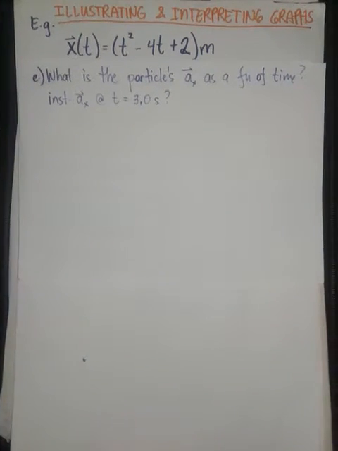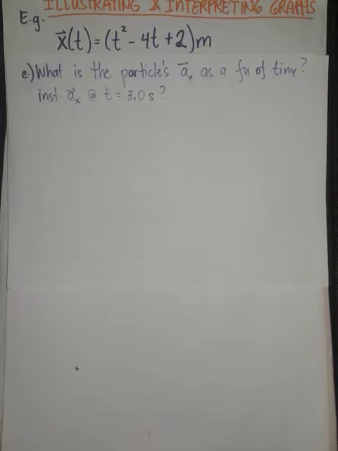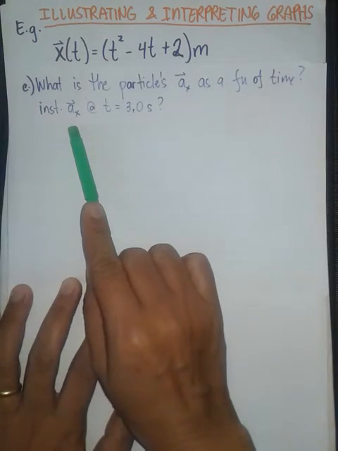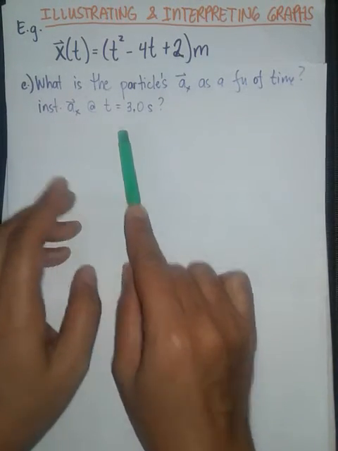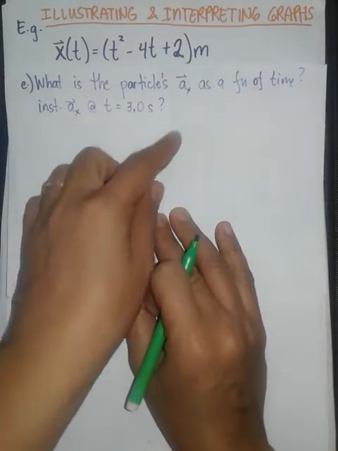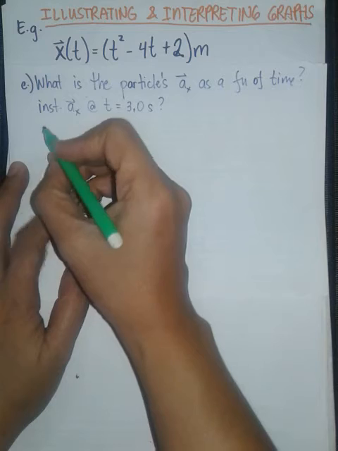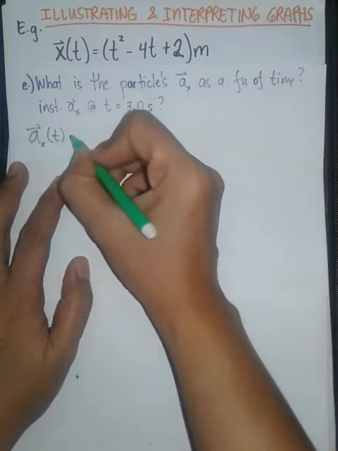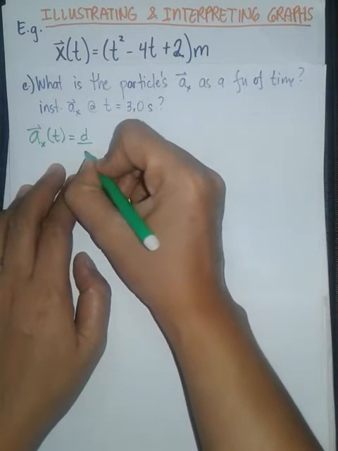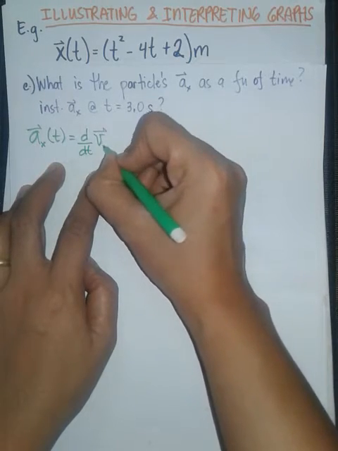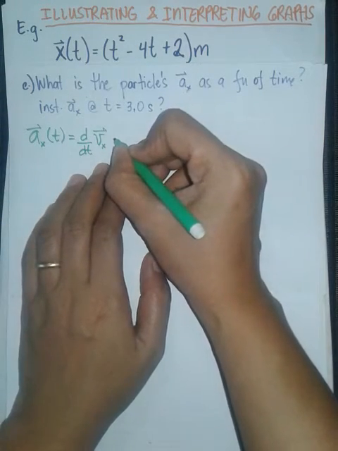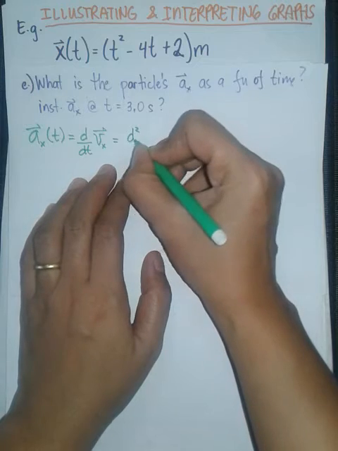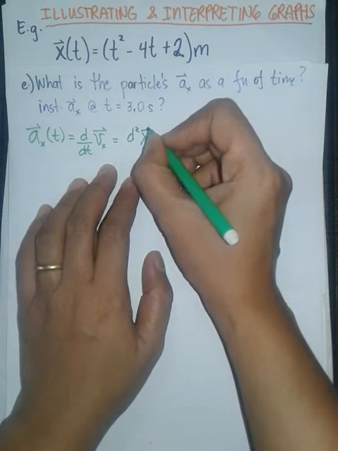For letter E, we are asked to determine the particle's acceleration as a function of time and what is the instantaneous acceleration at 3 seconds. Okay, so recalling the definition of instantaneous acceleration as a function of time, we know that this is the time derivative of our velocity as a function of time, or we also have the second derivative of our position time.